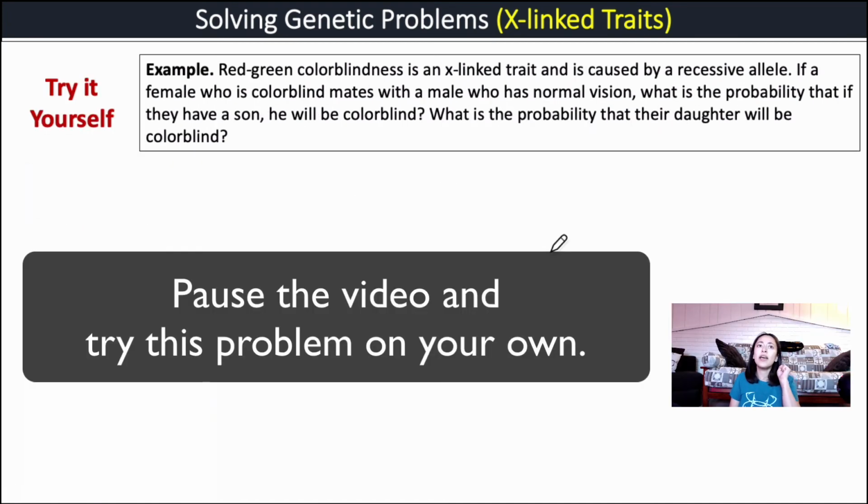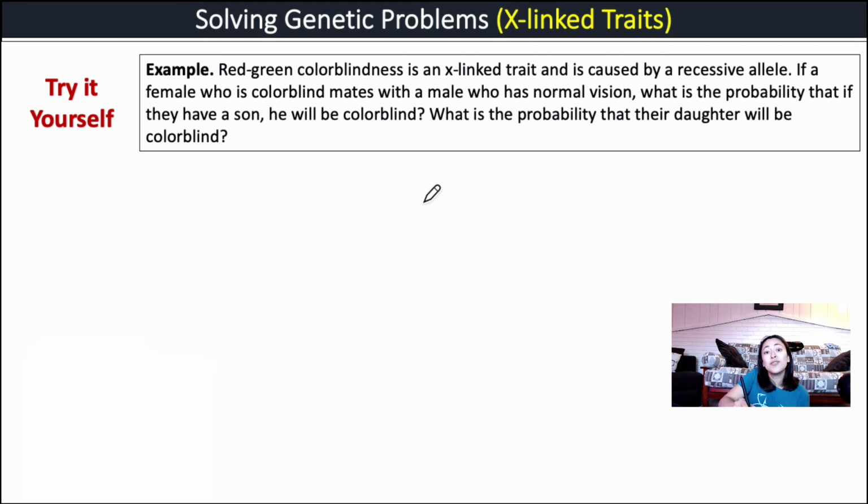All right, so now I have 2 X-linked trait genetic problems for you to try on your own. Pause the video and try this, and then we'll work through it together. Now remember that you set up these X-linked problems very similarly to the other problems that we looked at. So let's work through this together.